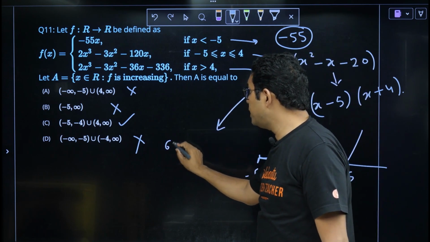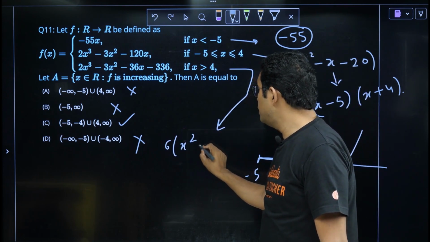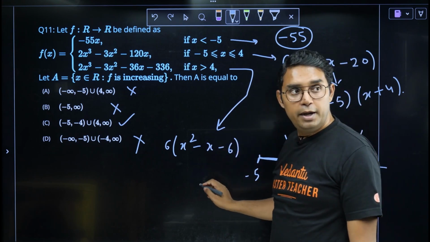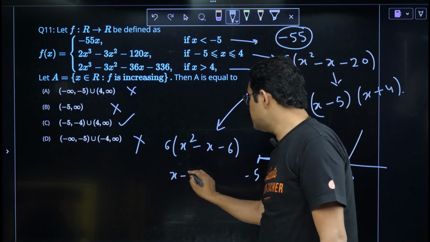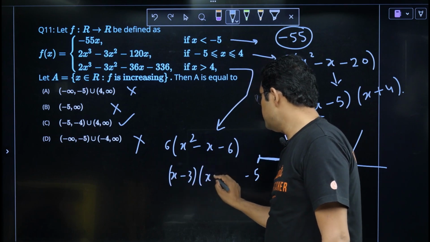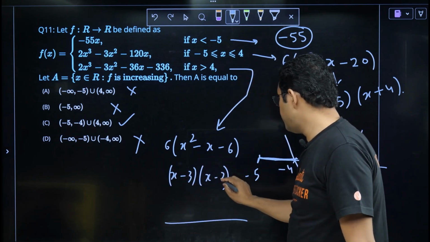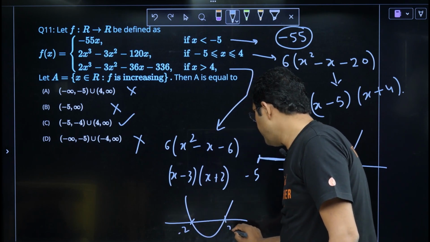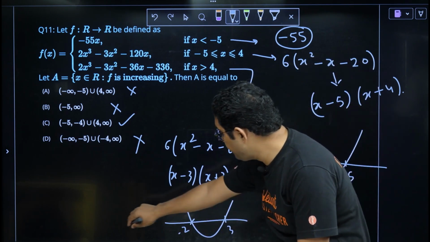If you take 6 common, it will be x raised to the power 2 minus x minus 6. 6 we have taken common. Its factors are x minus 3 into x plus 2. The graph will be like this, with -2 and 3 here. So it will be positive after 3, and it will be positive before -2 also.